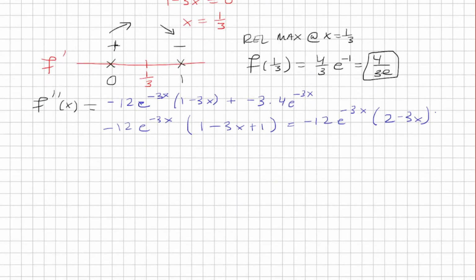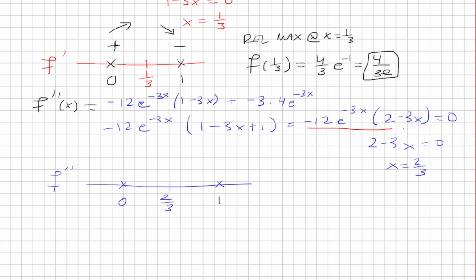And now I can set this equal to 0, divide both sides by negative 12e to the negative 3x, and get 2 minus 3x is equal to 0. So x has to equal 2/3. So that's going to go over here for my number line. And now I just need to plug in points to the left of 2/3, say 0, and to the right of 2/3, say 1. So I'm just going to highlight this. This is the second derivative in factored form. This thing is always negative because e is positive, and then we multiply with a negative makes a negative.